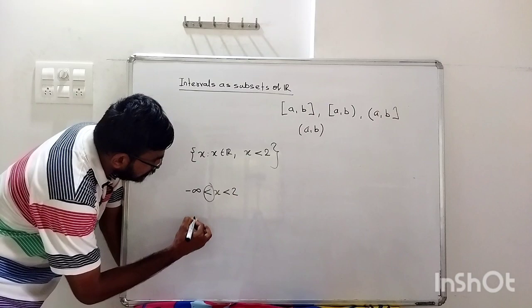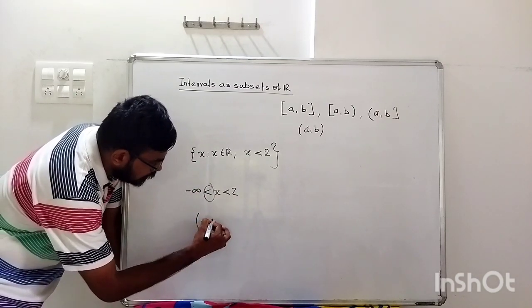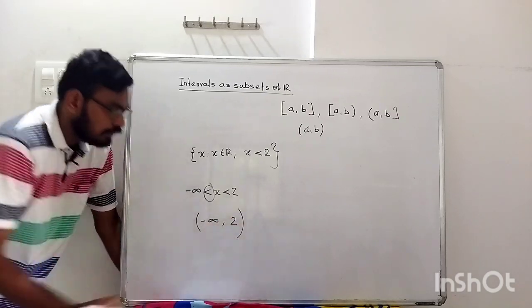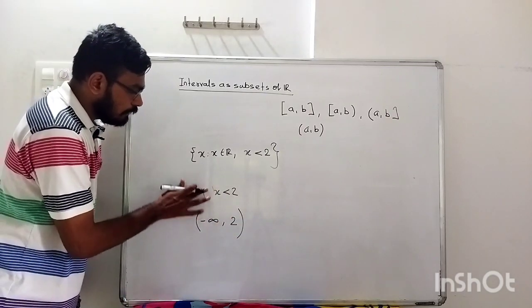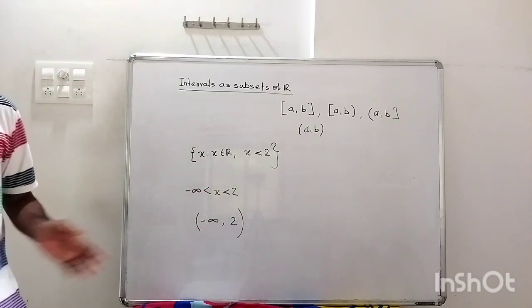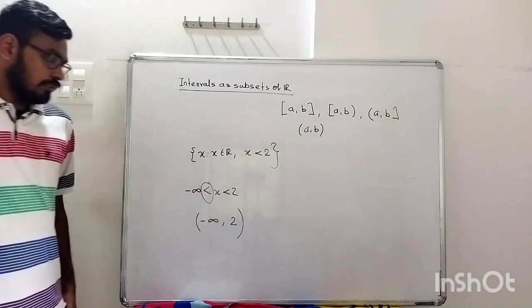How will we write it in interval form? So there is a less than sign here, so I will put a round bracket, minus infinity, comma 2, round bracket. This sign must always be less than. If you are putting minus infinity or plus infinity on that side, this sign should always be less than, okay, remember that.